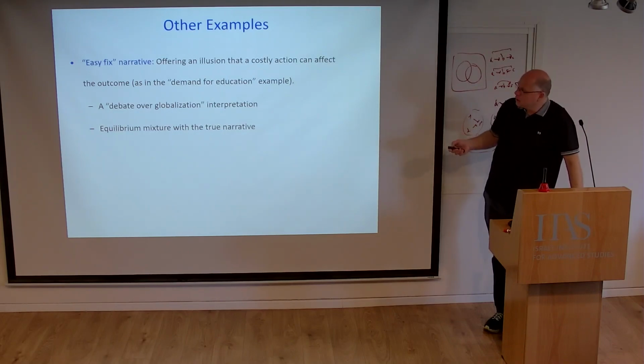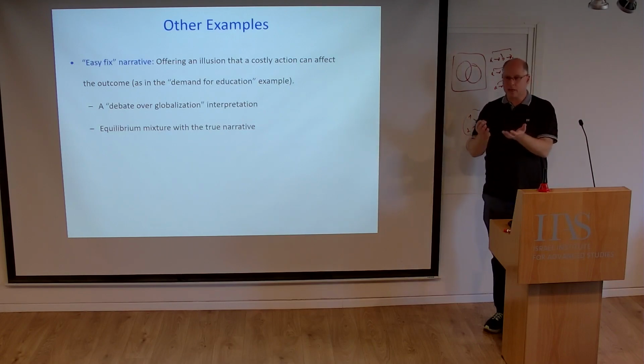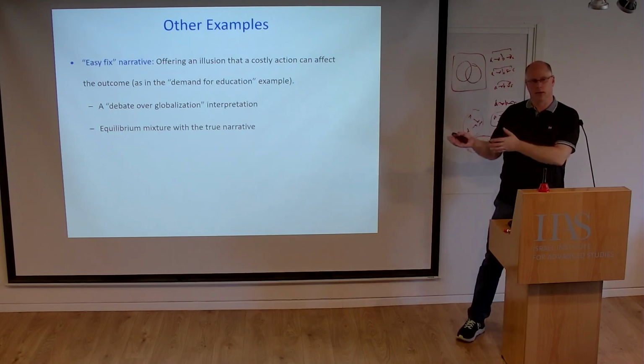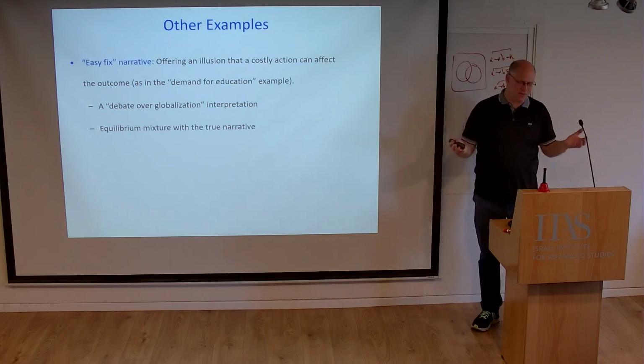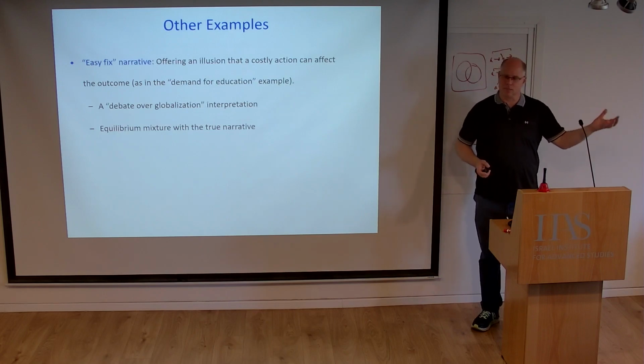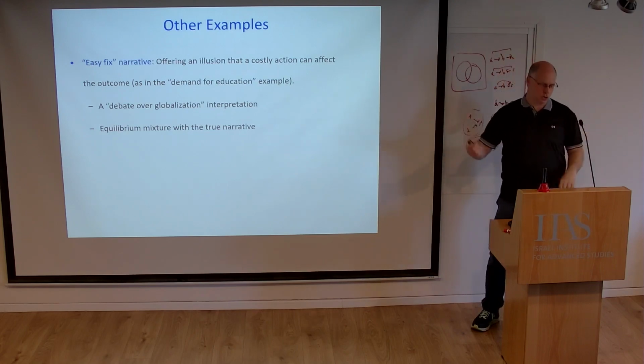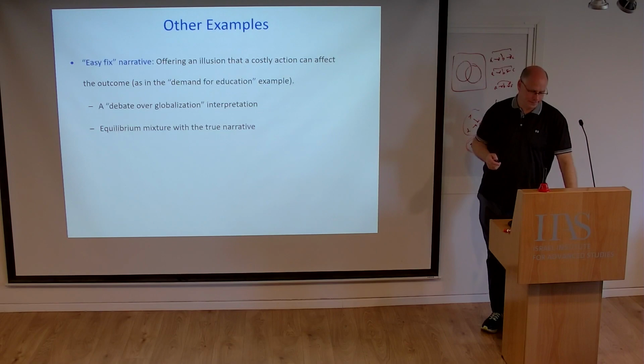And indeed, we can show in that example that we have a mixture between the rational narrative and the easy fix narrative. So the easy fix narrative doesn't entirely crowd out the rational narrative. It kind of needs the rational narrative to sometimes be there in order to enjoy anticipatory dividends, or to confer anticipatory dividends. So that's one example that we have in the paper.